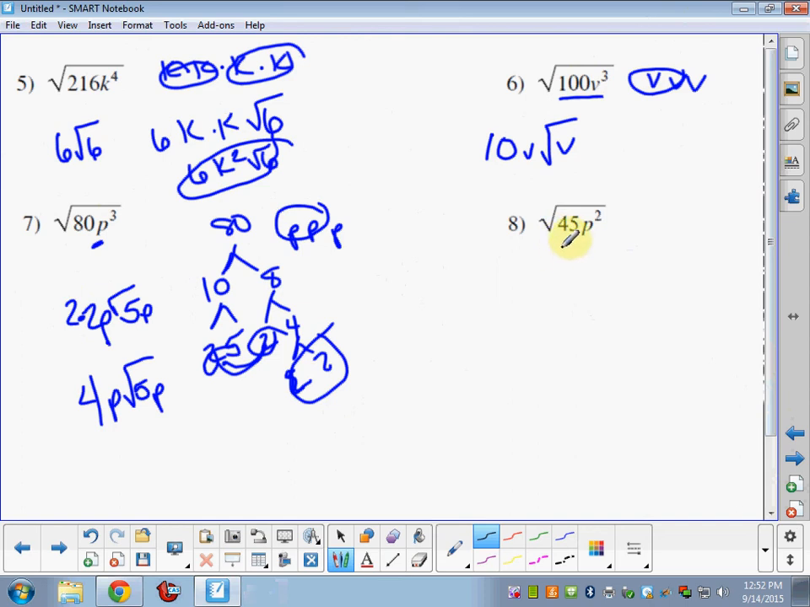Moving on to number 8, 45. Again, that's going to be a nice quick one to do prime factorization, so I would just perform it. 9 times 5, and you might even realize right there, oh, bam, there it is, 9 times 5. So square root of 9 is 3. Square root of p squared, again, 2 p's, so that's a pair. P would come out, and then all we have left is the 5 underneath.